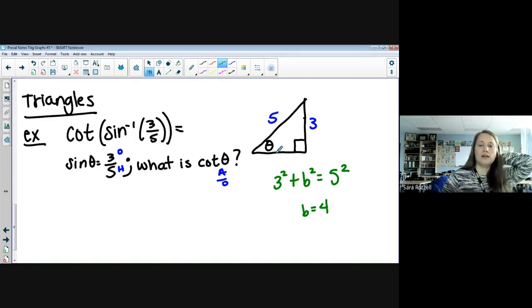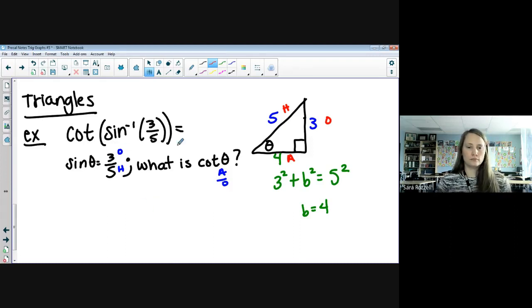And we do all that work, and b is 4. So they're asking for cotangent, which is adjacent over opposite. So our answer would be 4/3. So sine is 3/5. What is cotangent? With these problems, it's always more helpful to me just to write that sentence, and then I can put it on the triangles a little bit better.